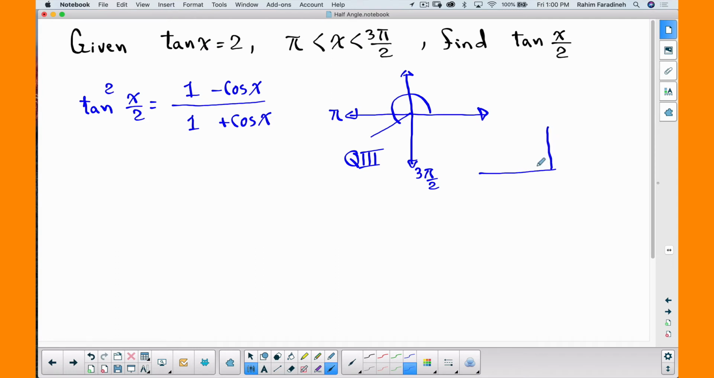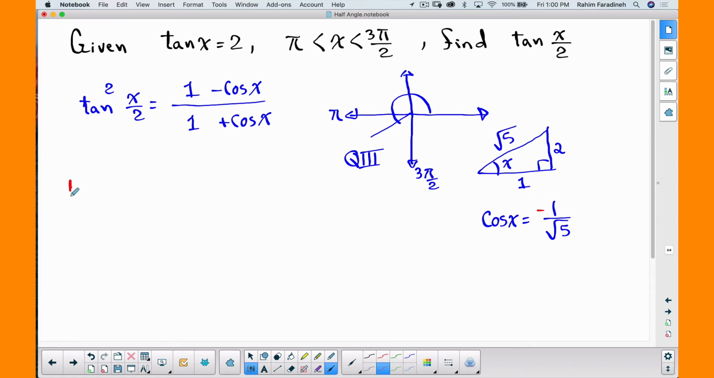So I'm going to draw my reference right triangle. And let's say this is angle X. Tangent is opposite over adjacent, so that would be 2 over 1. And this is my 90-degree angle. Using the Pythagorean theorem, the hypotenuse will be radical 5. So now cosine of X will be 1 over radical 5. But in the third quadrant, cosine is negative.